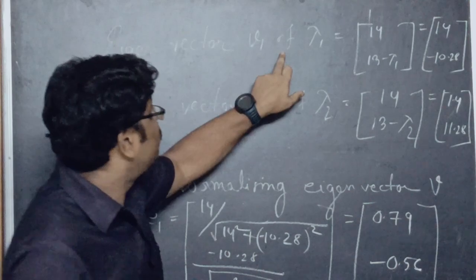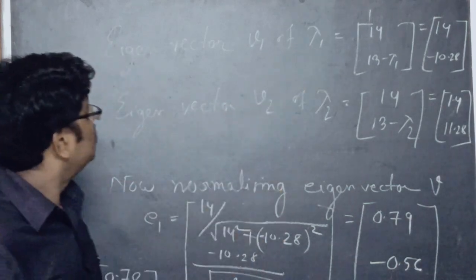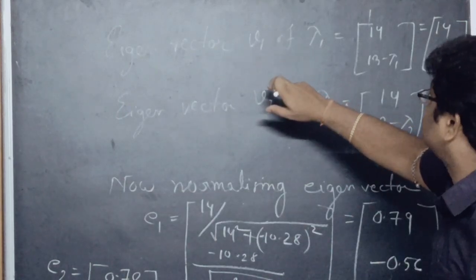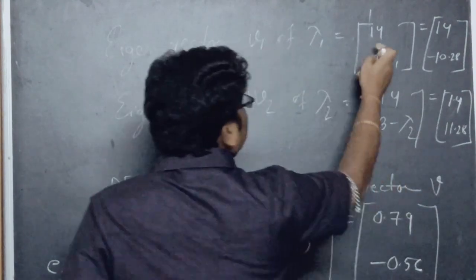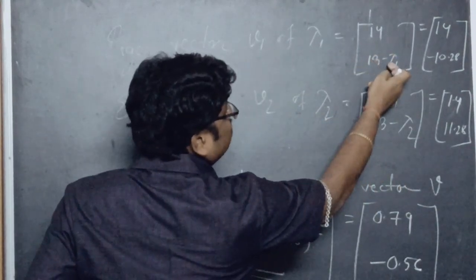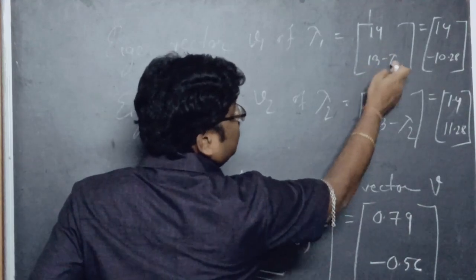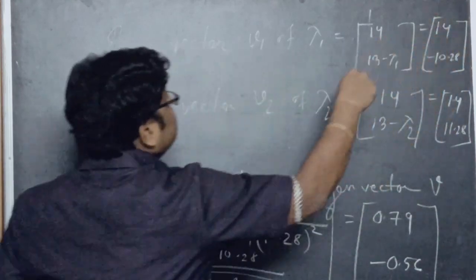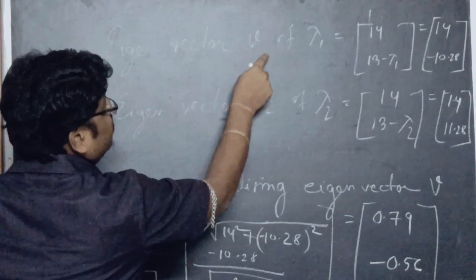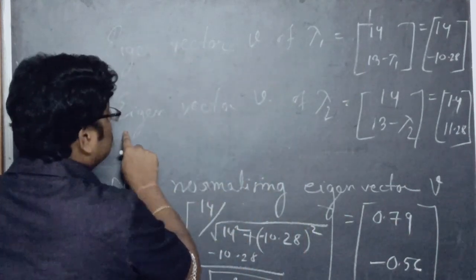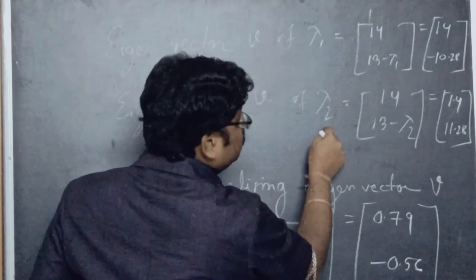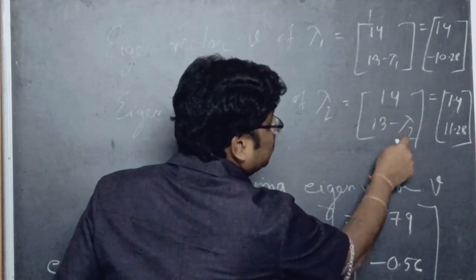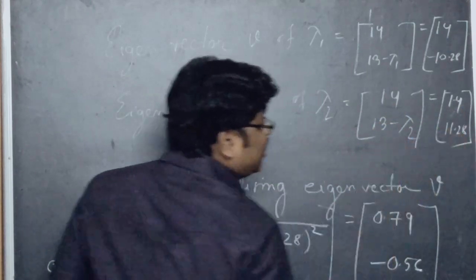Eigenvector V1 of lambda 1, you can say, is 14, minus 13 by 14, 13 minus lambda 1, and putting the value of lambda 1 we have this. Okay, this is the eigenvector V of lambda 1. Now for the eigenvector V for lambda 2, we just put the value of lambda 2 that we have already got. So 14, 13 minus lambda 2, and after calculation we have 14, minus 11.8.